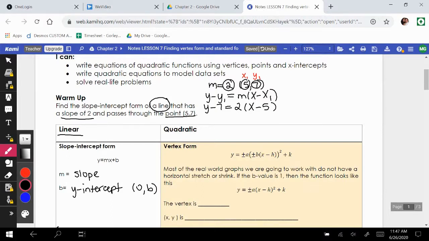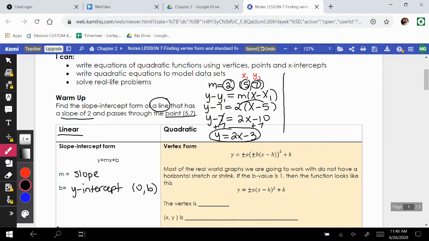Then we use the distributive property to help us simplify. We get y minus 7 equals 2x minus 10. And if I add 7 to both sides, for our final simplified form of that equation, we get y equals 2x minus 3. Now that's one way I could solve it.